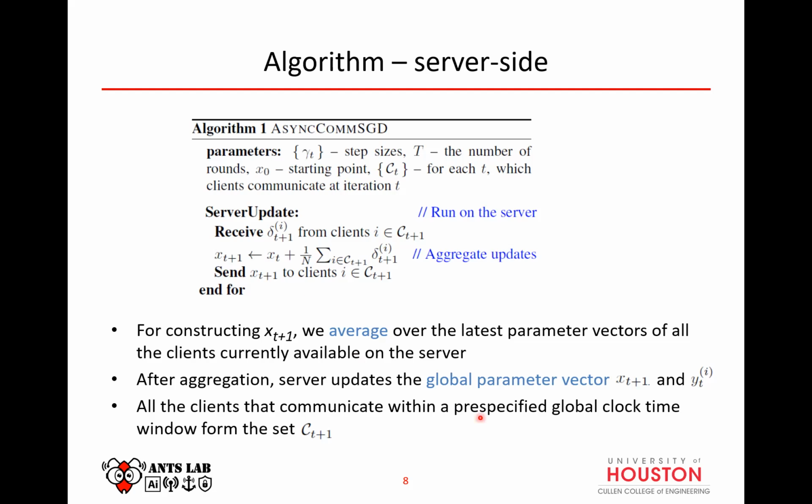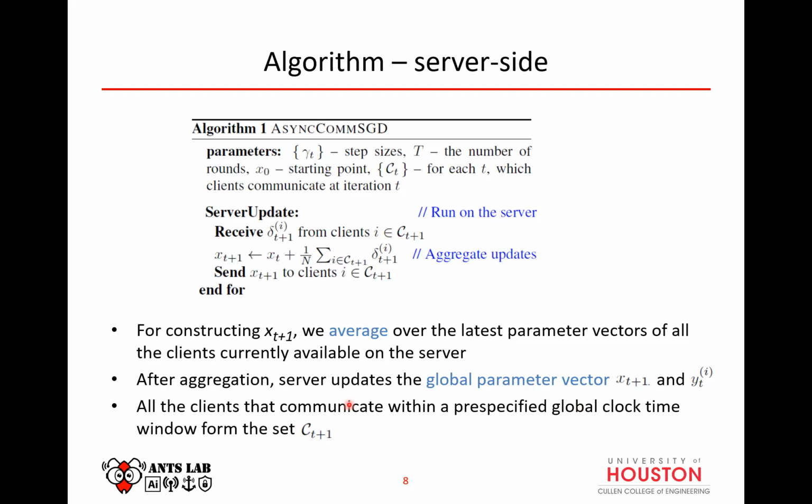Instead, they use this kind of a global clock time. This paper does not explain on what basis they choose this global clock time. I tried to look up some related papers, but they just say that this is some pre-specified global clock time. So they just set this on the server, and then the server waits only until this pre-defined time. And whichever client sends the update until then, it only aggregates those clients. So that will form the set CT+1. So the CT+1 is dynamic per round. Whoever sends within the deadline that I set becomes the CT+1.